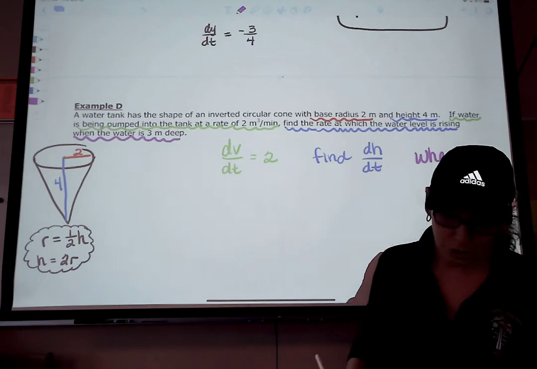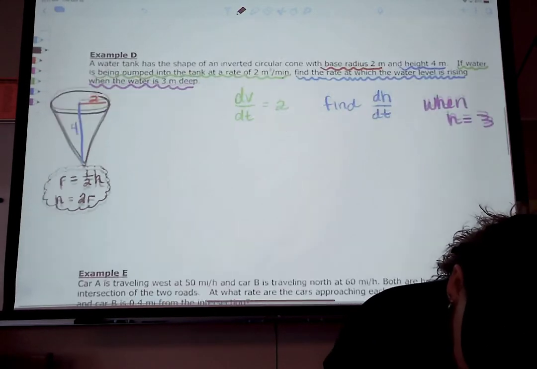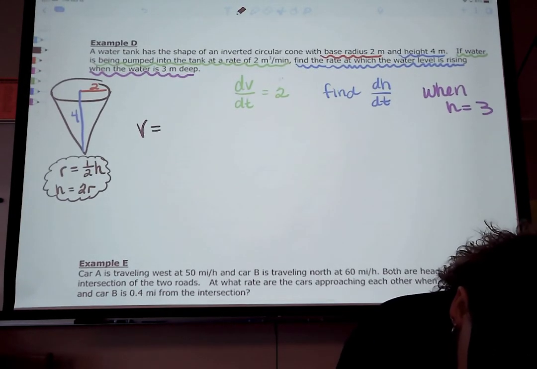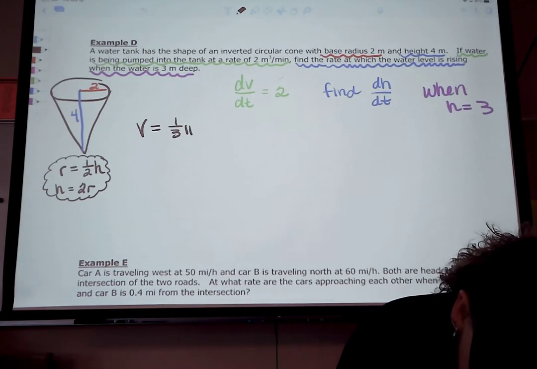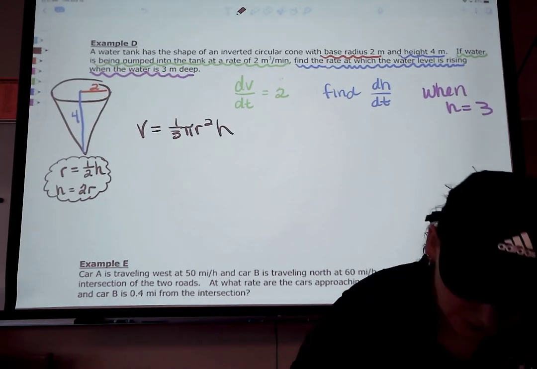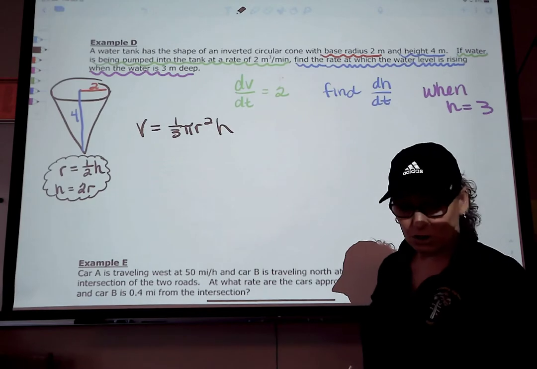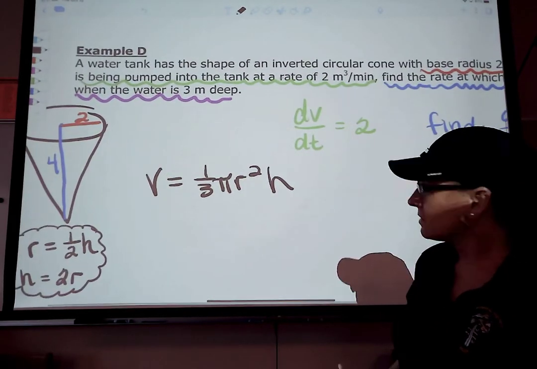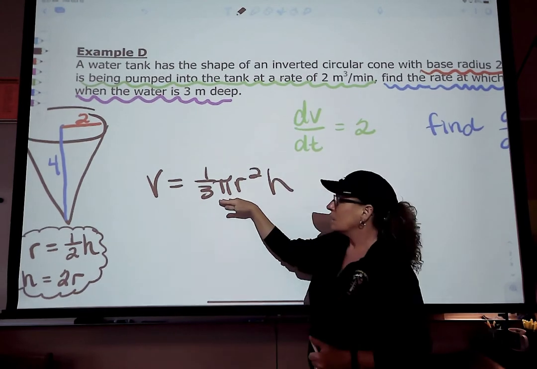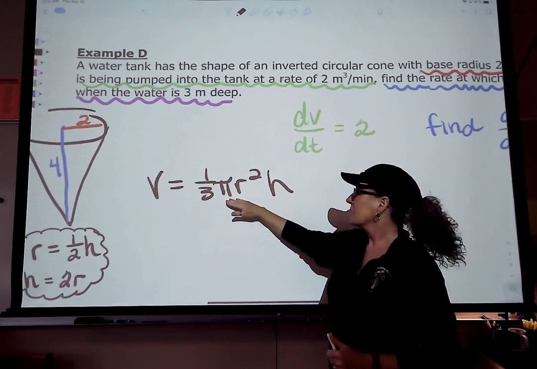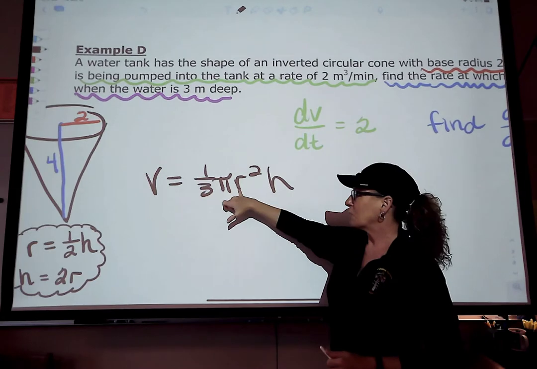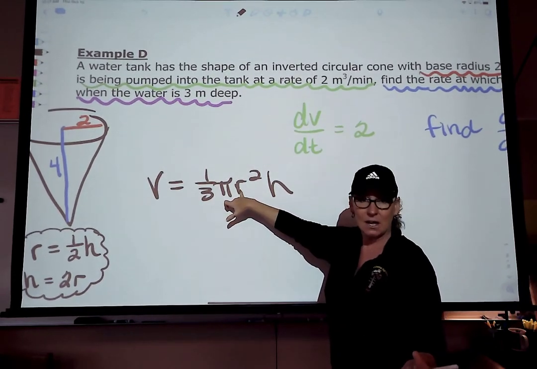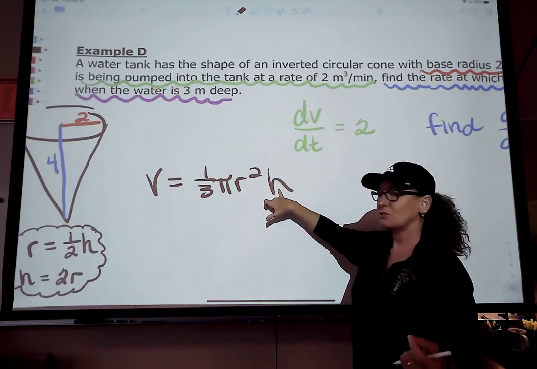So we're going to need a volume equation. Let's get us a volume of a cone. Volume of a cone is 1/3 pi r squared h. Now, if you recall, in the last set of notes, we did a derivative on this, and we had to product rule it, right? So we had to do product rule, and we had to use a dr/dt, and we had to use a dH/dt.